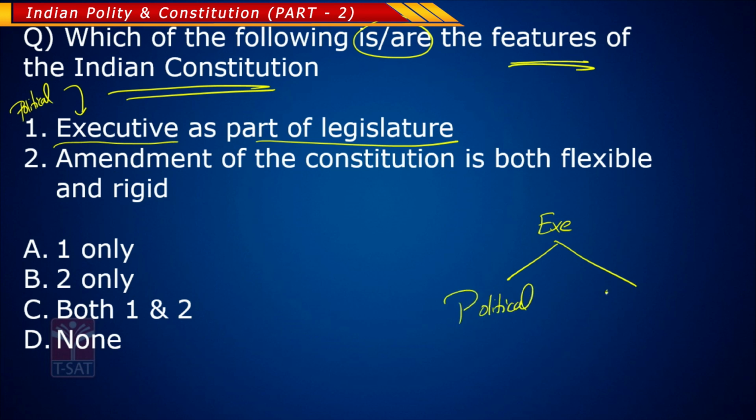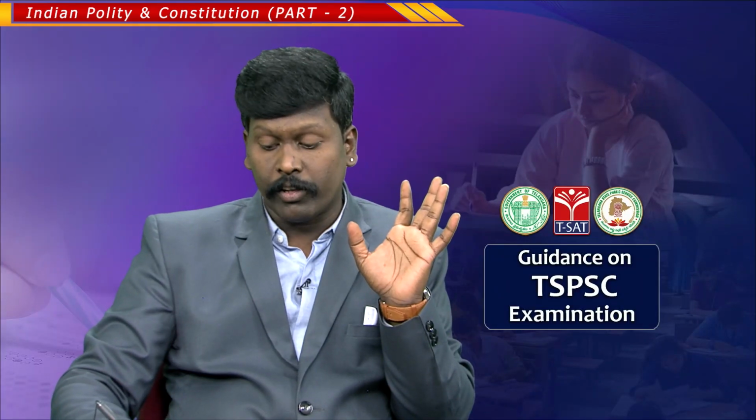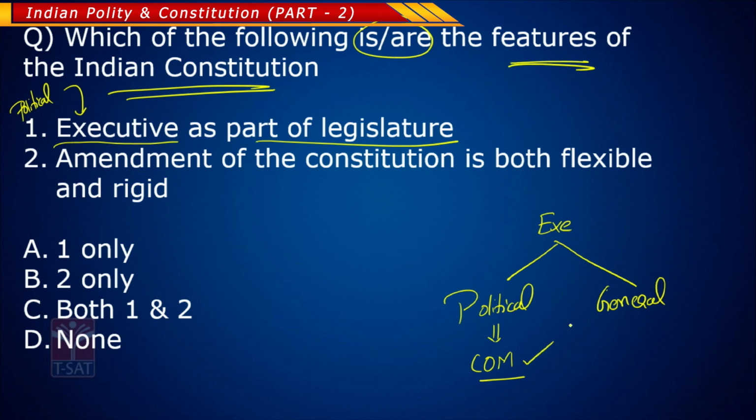Political executive and general executive. Political executive are also called temporary executive. Council of ministers are part of this: Prime Minister, Home Minister, Finance Minister, Science and Technology, etc. These ministries are part of political executives.